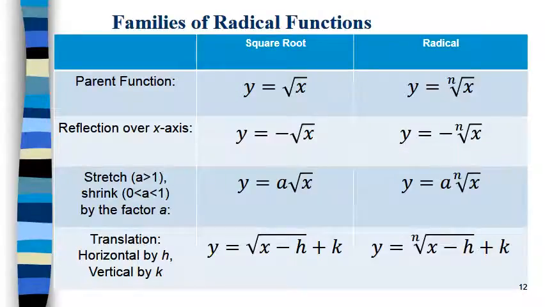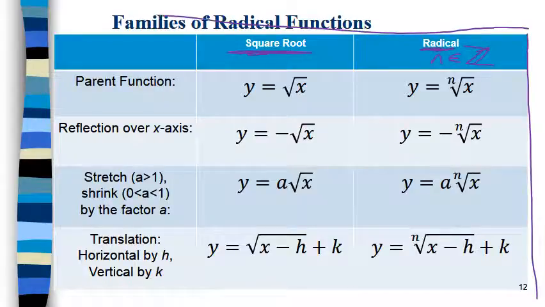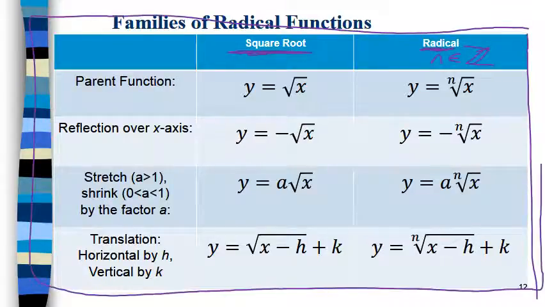Okay, so in general, when we're talking about parent functions, the square root is what we talked about here, so y equals the square root of x. When we're talking about any radical function, we're talking about n in the integer set. Remember, this symbol means in the integer set. So we can talk about square roots or cube roots or fourth roots. This is a good generalization of any radical function, and we're going to talk more about nth roots a little bit later.